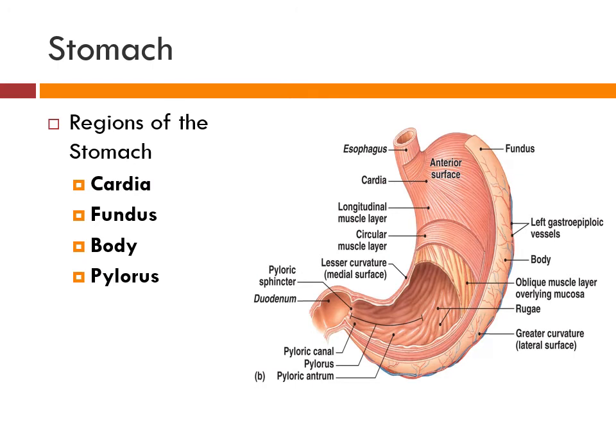We're going to look at the anatomy of the stomach. We have 4 different regions. The cardia up here is the portion where the esophagus empties into the stomach.